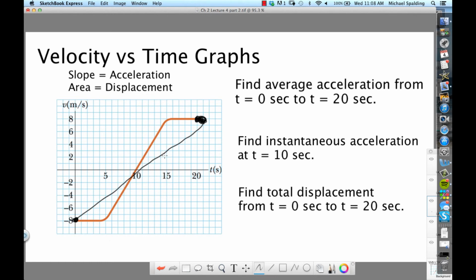Remember, whenever you're taking the slope of a straight line, you can use any 2 points. It doesn't have to be that point and that point. You could use this point and that point. It doesn't matter. You get the same answer.